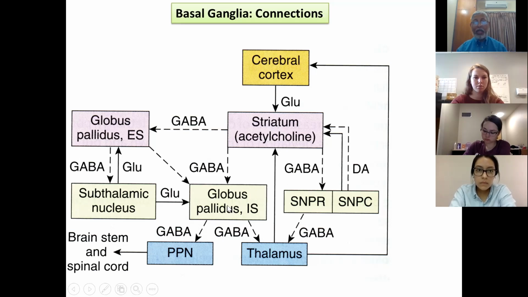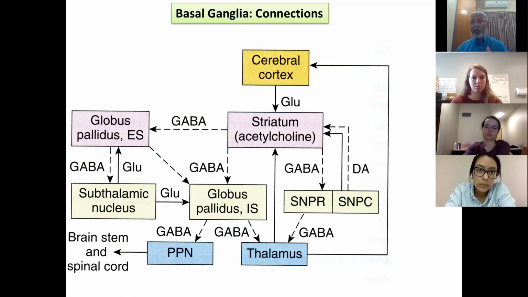Now look at this one. If the globus pallidus is tonically active and keeps sending signals to the thalamus, what type of signal will that be? Because when the globus pallidus sends a signal, it releases GABA. GABA is gamma aminobutyric acid, right? So GABA is an inhibitory neurotransmitter. If this one, which is part of the basal ganglia, continuously sends signals to the thalamus, what will happen to the thalamus? Those parts of the thalamus will be inhibited.